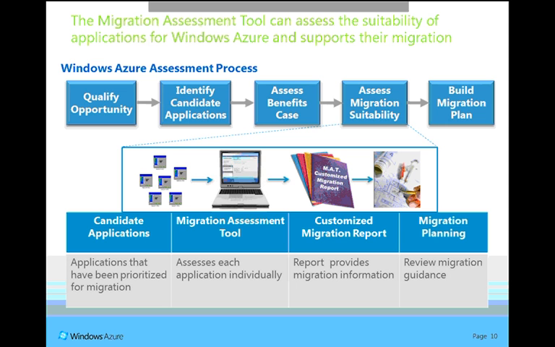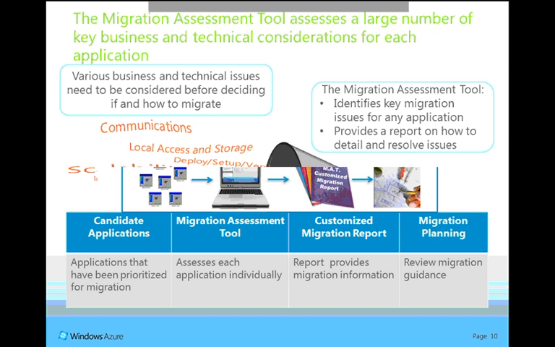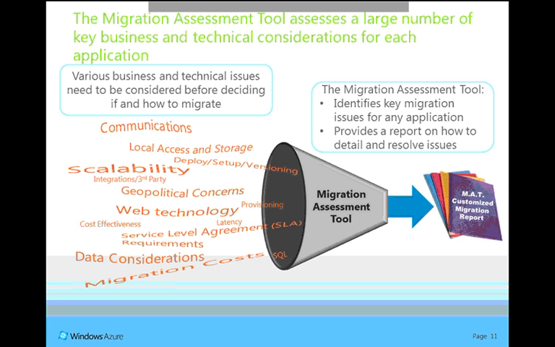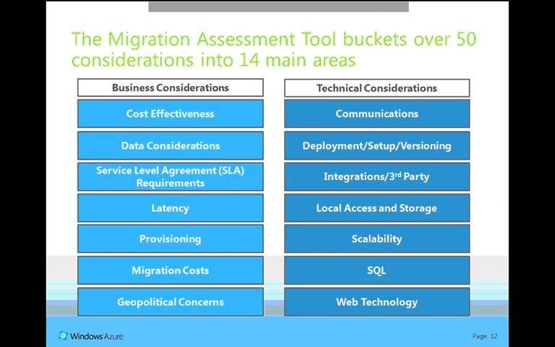So for assessment, we have a migration assessment tool. This is a freely downloadable tool from the web. You can download it and run it, and it asks you a key set of questions. It looks at things like the technology used, integration with third-party applications or on-premise applications, the security and authentication that you may do, how much scalability you are looking for, what kind of service levels you need, the data considerations, latency, provisions, and all of that. It has about 40 questions, divided into 14 main areas, which straddle both business and technical.